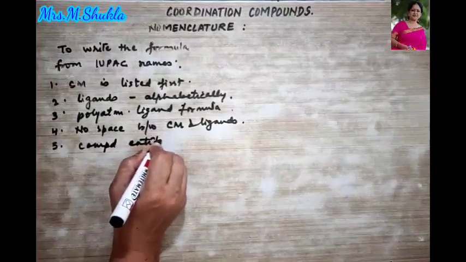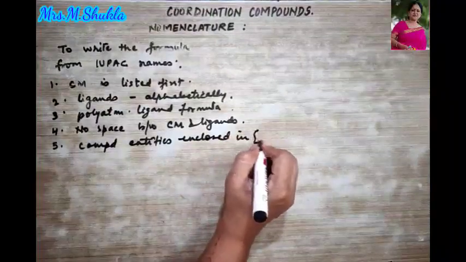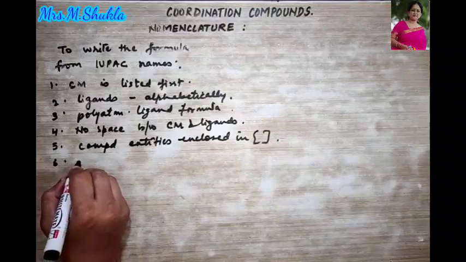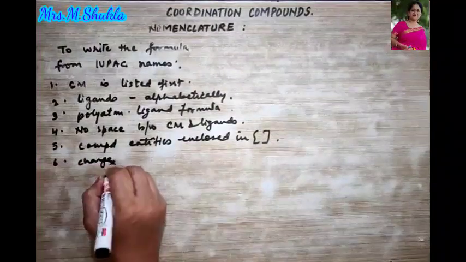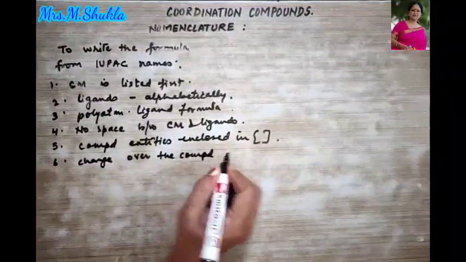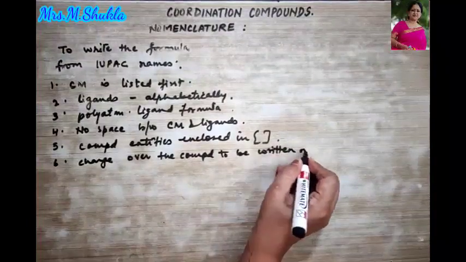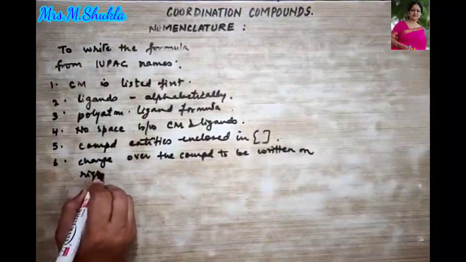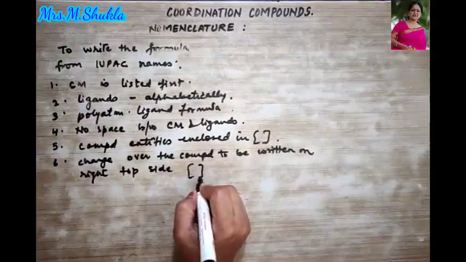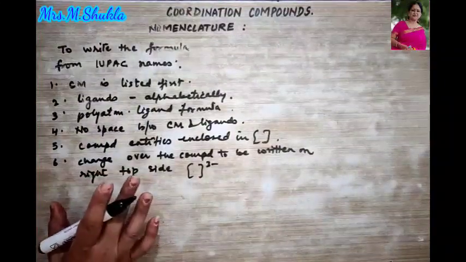Compound entities enclosed in the square bracket. And last point, the charge over the compound to be written where? Written on right top side. Clear? It is something like this, 3 minus or whatever. I hope all these points are very clear to you.